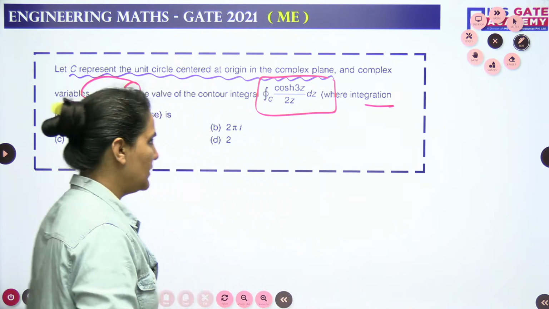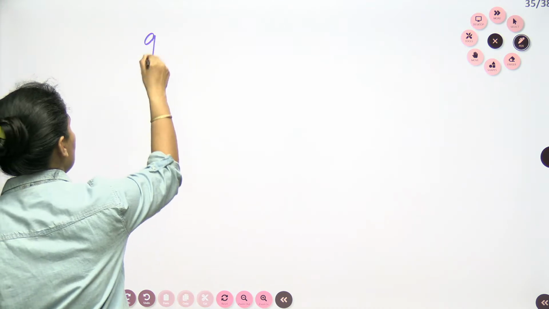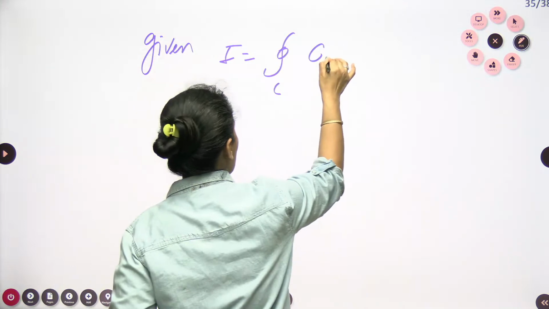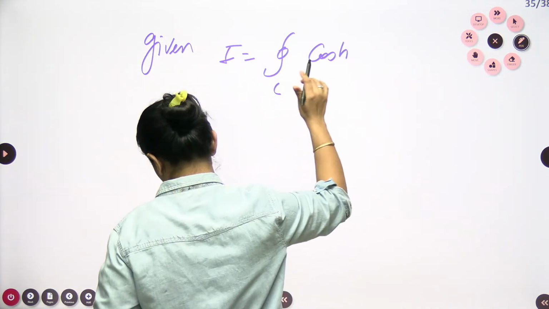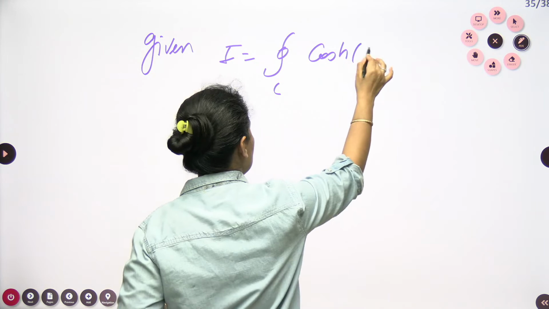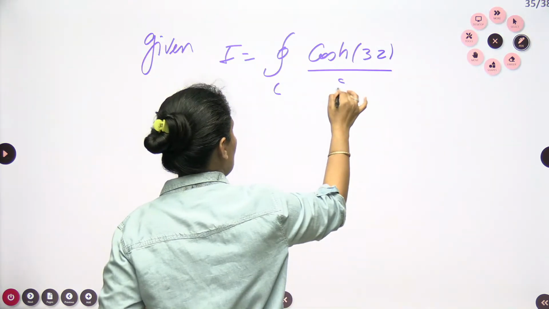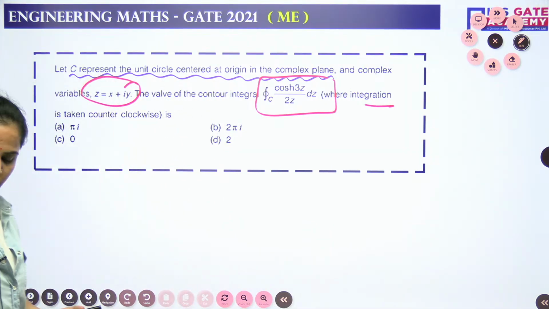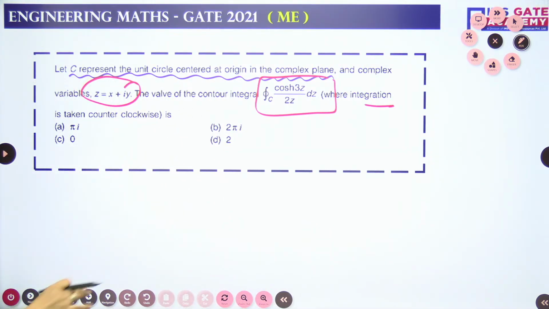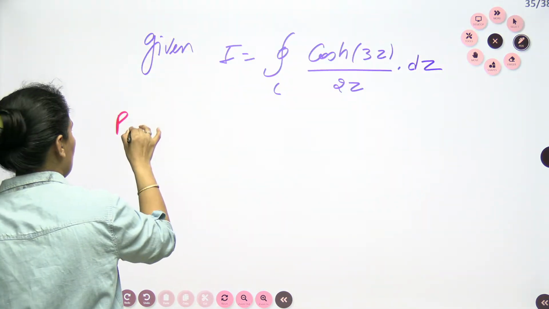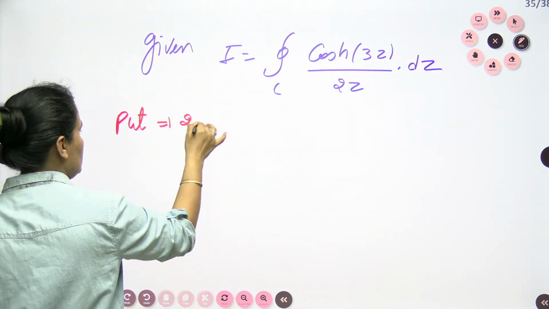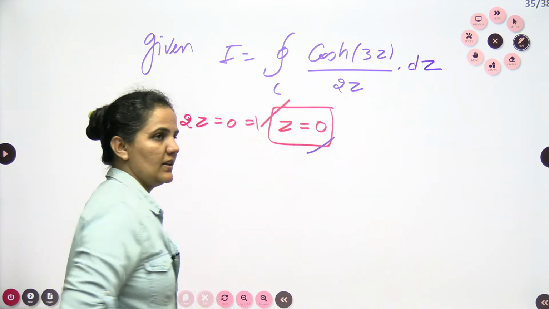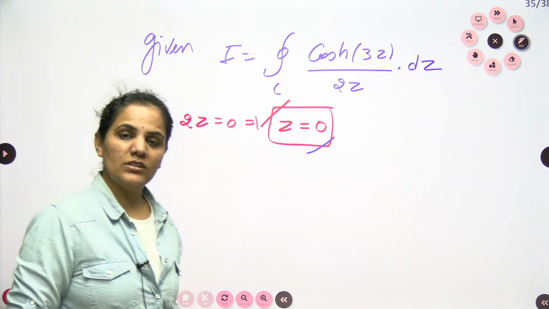So let's approach. First of all we will write down the given integration: I is the closed integration over C of cos hyperbolic 3z by 2z dz. What we will do is find the pole from here. For finding the pole, we need to put the denominator equal to 0. So putting the denominator equal to 0, 2z equals 0. It is giving you z equals 0 as a pole.